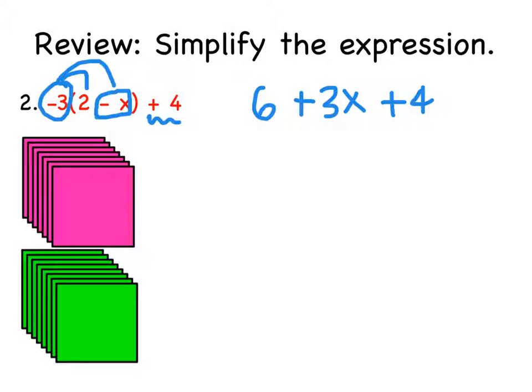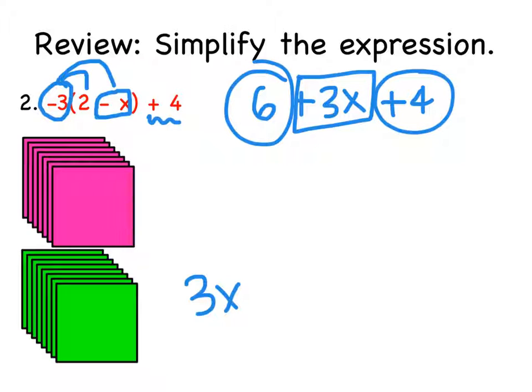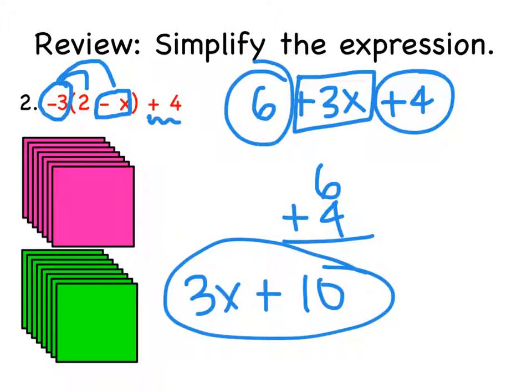Now, I can combine like terms. I only have one x term, so I'm just going to write that as part of my final answer. Then I'm going to find my constants. I have 6 plus 4, and that's going to give me 10. So my final answer is 3x plus 10. If this is not sounding familiar, go back to our E1 videos and watch that. That will go through step by step the simplifying expression process.